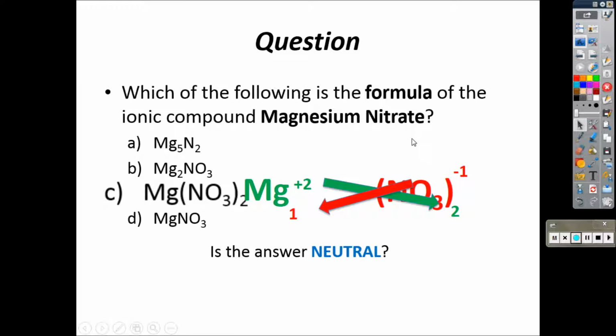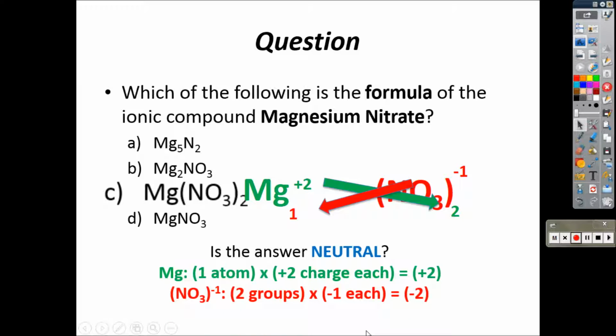You can check if it's neutral just like we've done before. Mg1(NO3)2 means you have 1 magnesium. Magnesium has a +2 charge, so 1 times a +2 is +2. And then nitrate, we have 2 groups of it, and they each have a -1 charge, so 2 times a -1 is -2. And of course, a +2 and -2 cancel out to make 0.